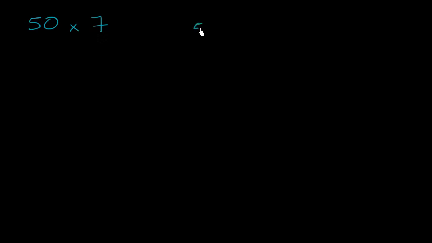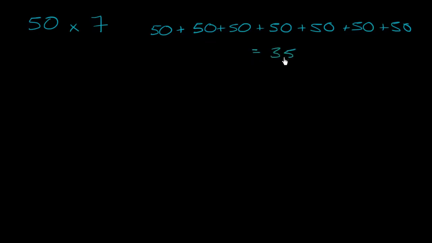But you could literally say 50 plus 50 plus 50 plus 50. Let's see, that's 4, plus 50 plus 50. Let's see, that is 6. I'll do one more right over here, 50. So this is 7 times. If you add it together, 50 plus 50 is 100, 150, 200, 250, 300, 350. So you could do it that way, but you could imagine that there is an easier way to do it.